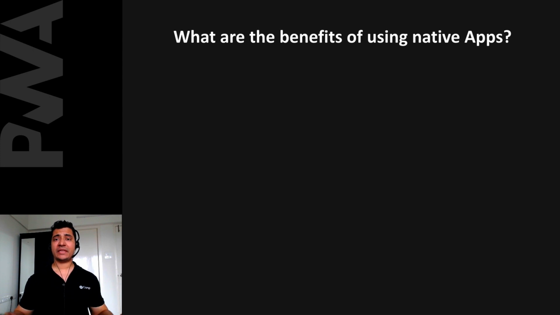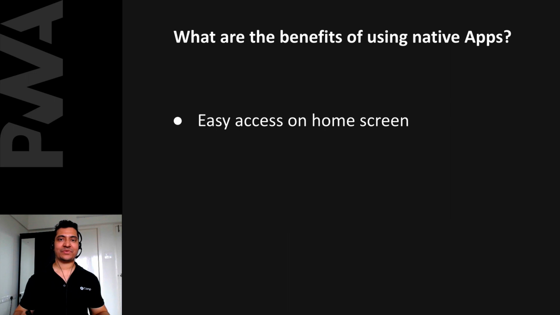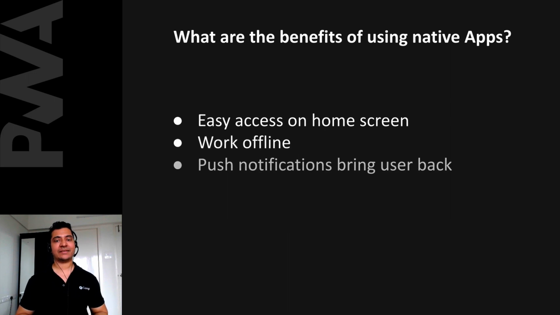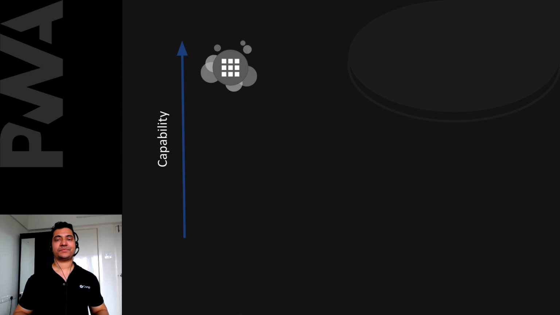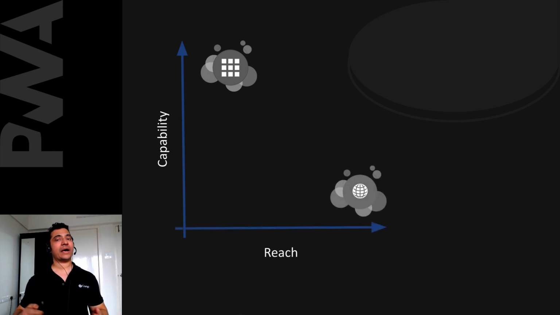So what are the benefits of using native apps? Well, they're easy to access from the home screen. They work offline. You can send push notifications to bring the user back. And you can also access the mobile features and sensors. Now, mobile apps have got better capabilities. However, mobile web have got better reach. Approximately 100 visits per month for an average user.